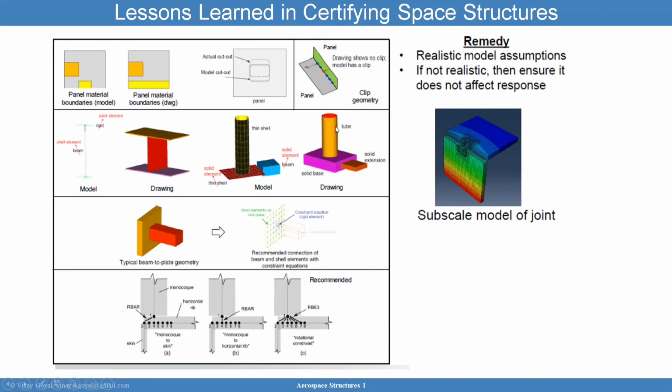Here on the right hand side, you see a drawing again. And this looks like a solid extension. So this was modeled as a beam. Well, that's incorrect, it should be modeled as a solid. Here you have a tube. That should be modeled as a thin shell, so that's fine.